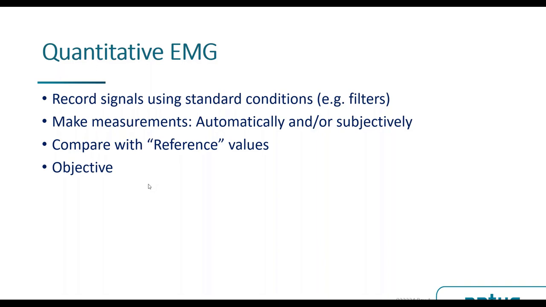Quantitative EMG started a long, long time ago, going back to Professor Buchthal in the 1940s, when he started looking at motor unit potential amplitude, duration, phases, etc. Many people have done quantitative EMG studies, published papers, done research, and that's what has set up the ground rules for EMG interpretation that we use in routine analysis.